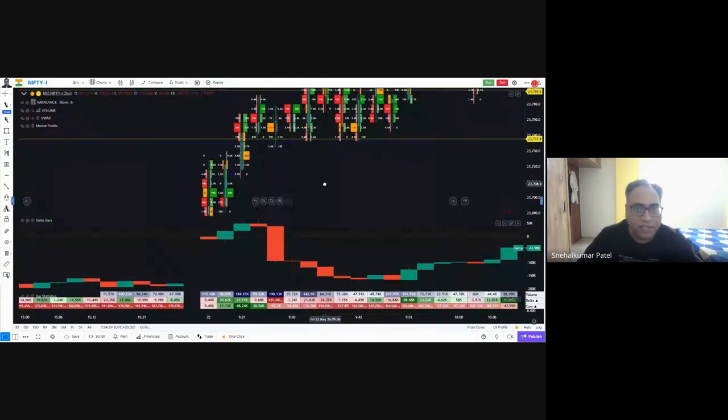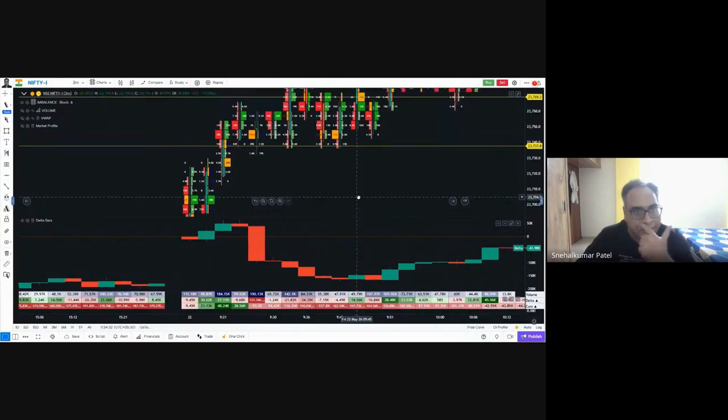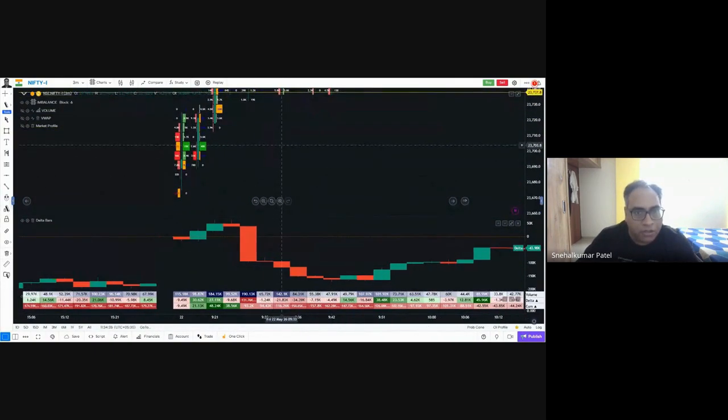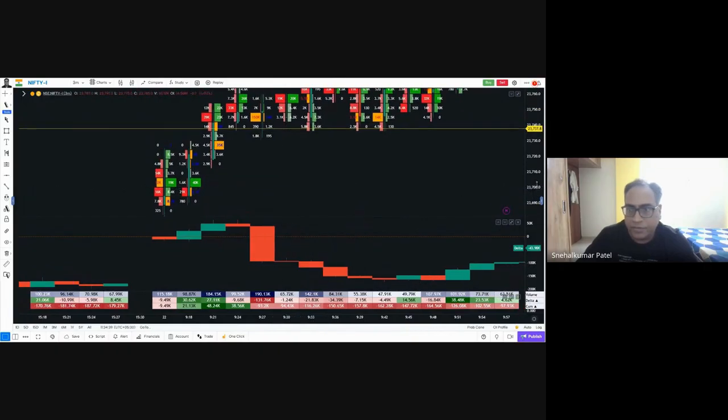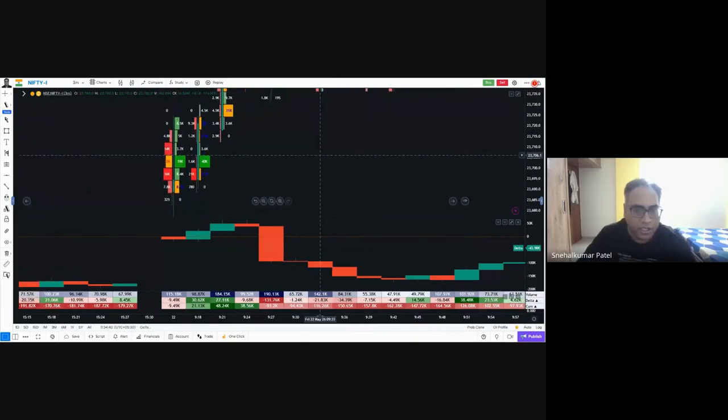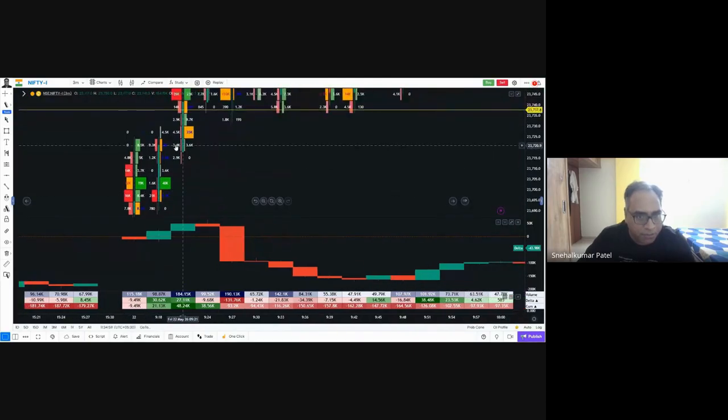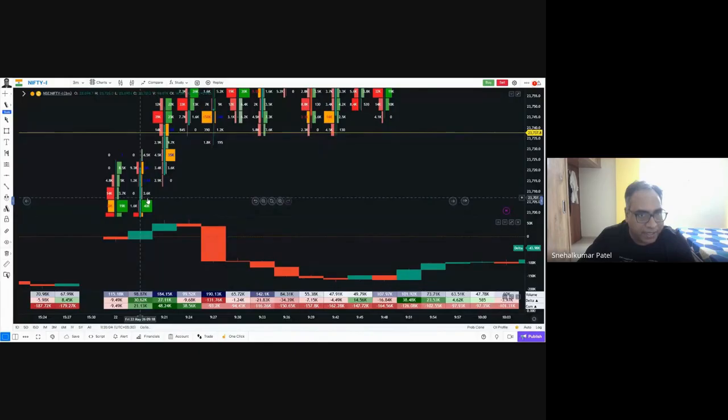So let's start to walk through how a day looks like. So you can see the order flow chart, right? Yes, Neil. Okay. So the day started here. Here we saw that the number of sellers are more and number of buyers are less as compared to the sellers. So there were 9,000 less buyers than the sellers. But the price moved up.